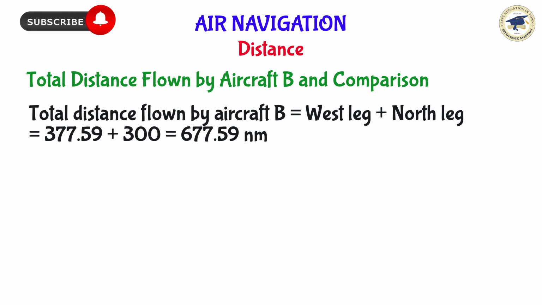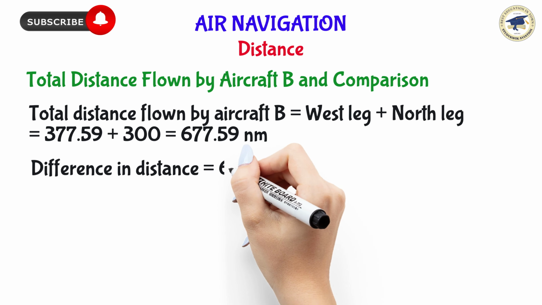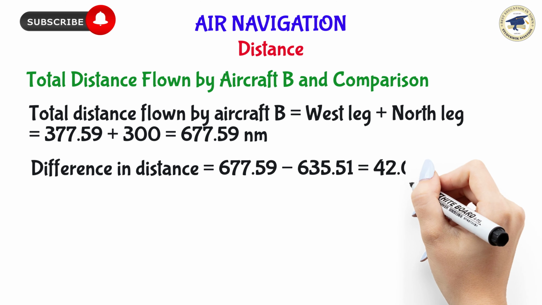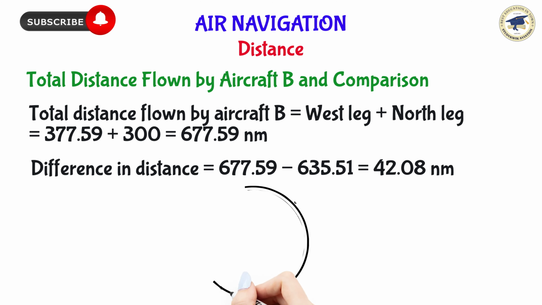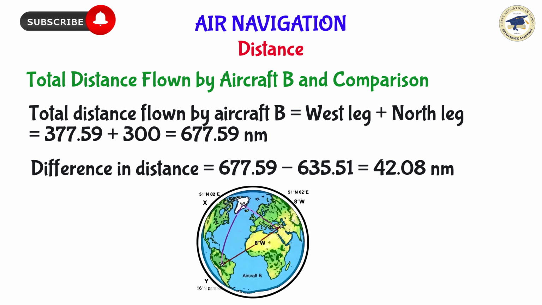The difference in distance is 677.59 minus 635.51, which equals 42.08 nautical miles. Aircraft A flies the shorter distance by approximately 42 nautical miles. So, aircraft A's route is shorter by about 42 nautical miles compared to aircraft B.